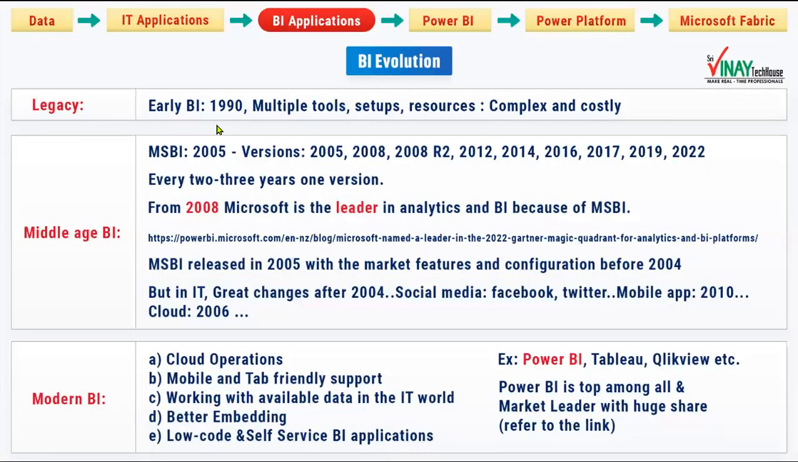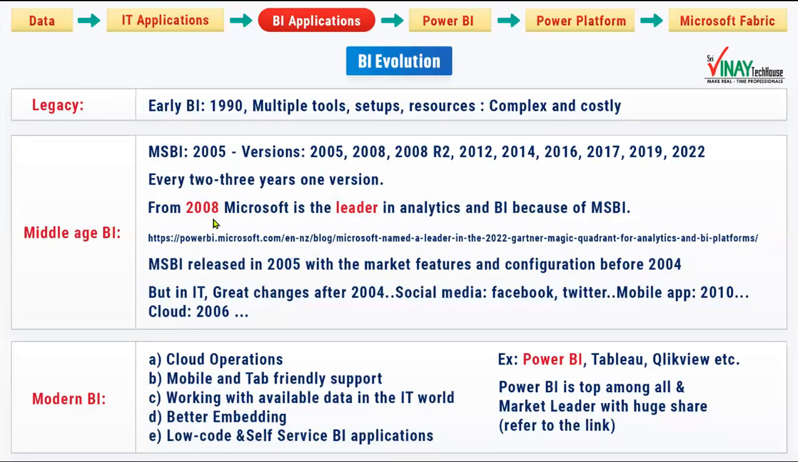So legacy BA, in the 90s, needed multiple tools, setups, and resources to convert normal data into report data. I'm telling you about normal data to report data. This much complexity we needed to bear. But after the release of MSBA, it's not required. One suite, multiple tools, released in 2005. And we have multiple versions. 2008 is one version, 2008 R2 is one version, 2012 is one version, 2014 is one version. Like this, multiple versions. Every 2 to 3 years, one version is available.